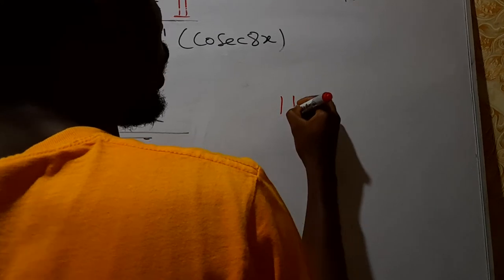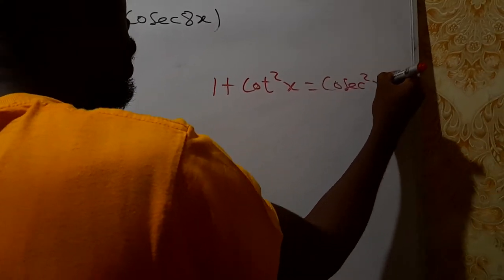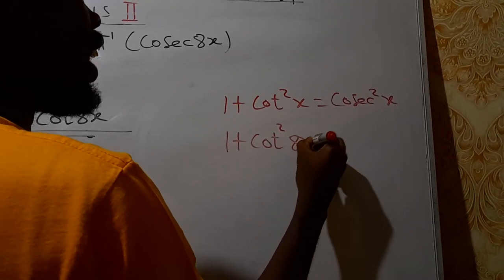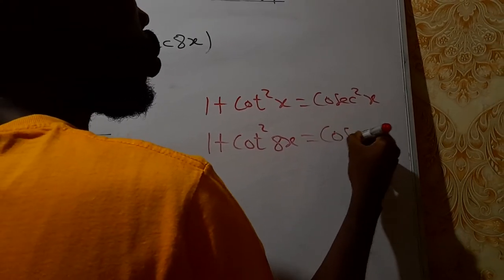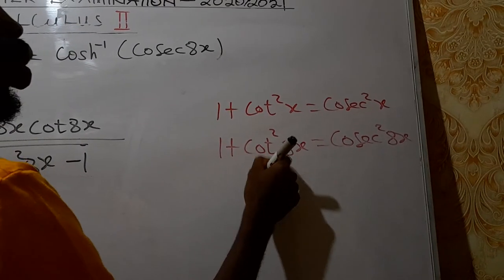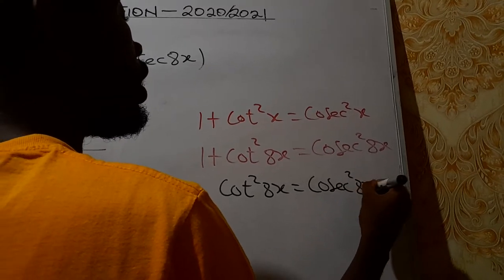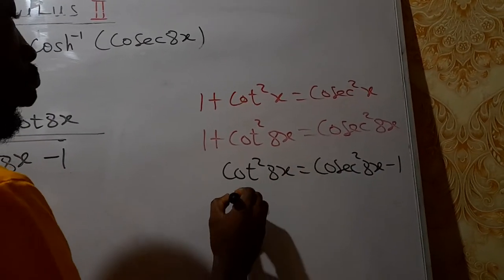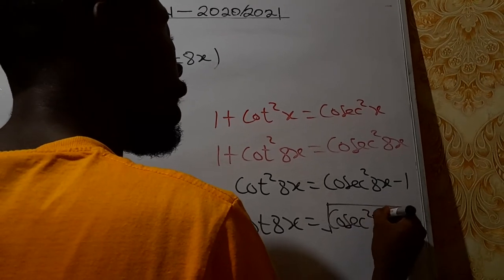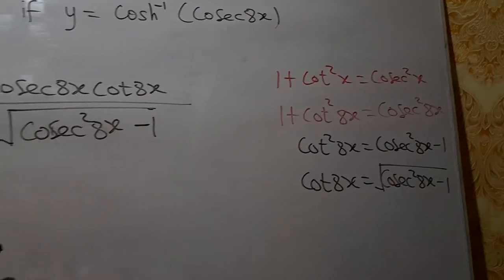Remember, we have an identity where 1 plus cot square x is equal to cosec square x, if you remember very well. So we can say that 1 plus cot square 8x will be equal to cosec square 8x. So we can make cot square 8x the subject. So cot square 8x will be equal to cosec square 8x minus 1. When we find the square root of both sides, we have cot 8x is equal to the square root of cosec square 8x minus 1. So in place of the square root of cosec square 8x minus 1, we can substitute cot 8x.